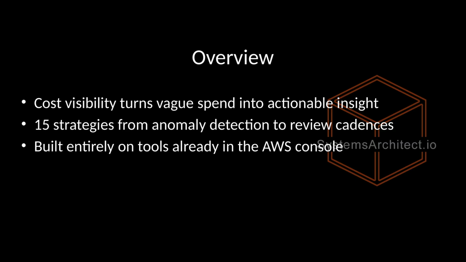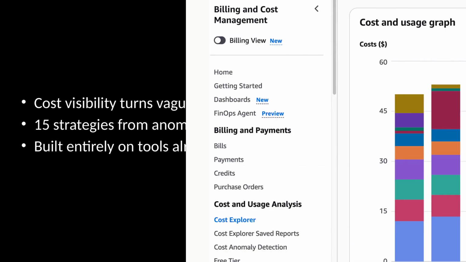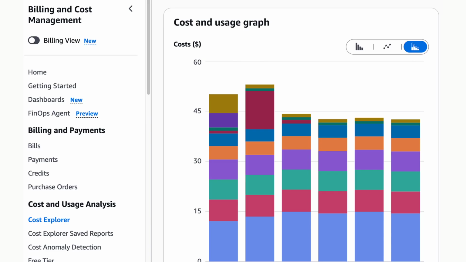Cloud bills have a way of creeping up quietly until a finance meeting turns into an uncomfortable surprise. And the difference between teams that stay ahead of that curve and teams that don't usually comes down to how well they use the tools already sitting in their AWS console. AWS Cost Explorer is one of the most underused of those tools.